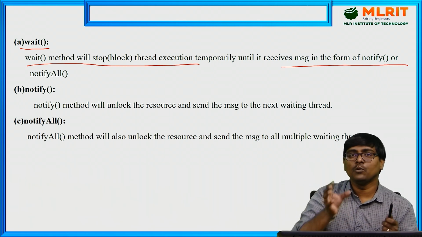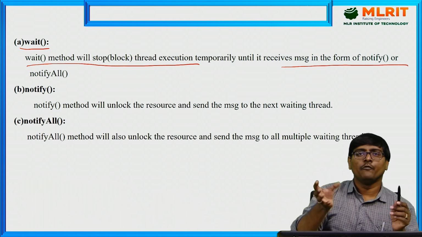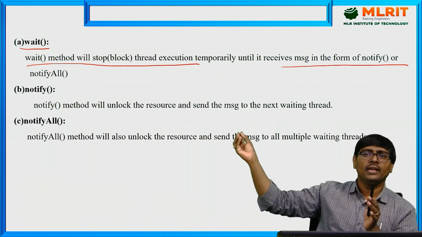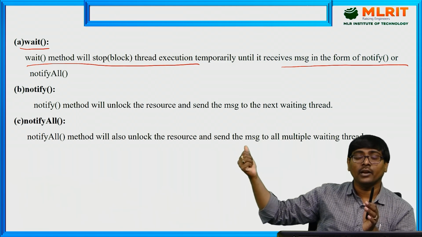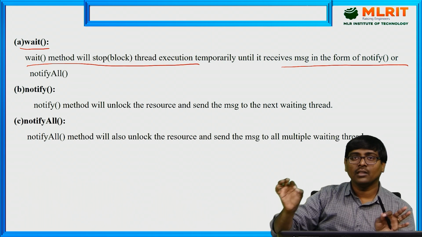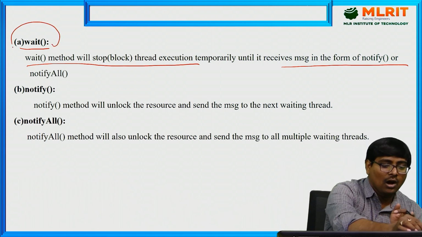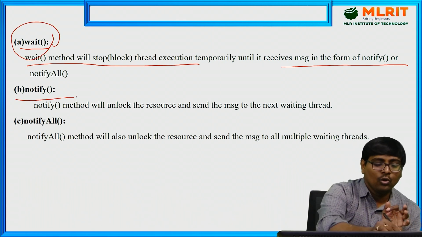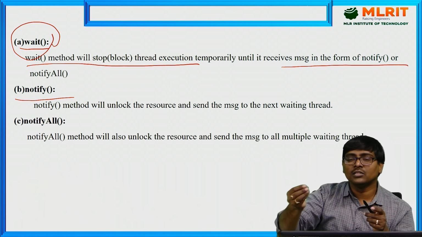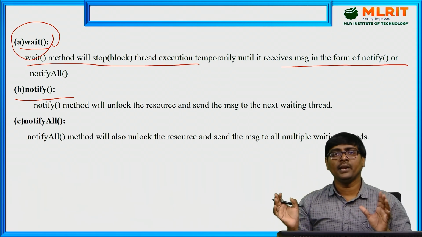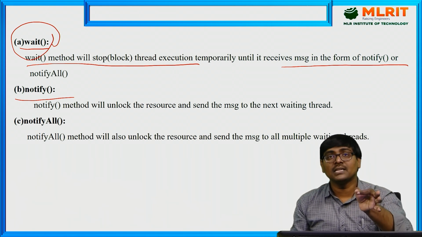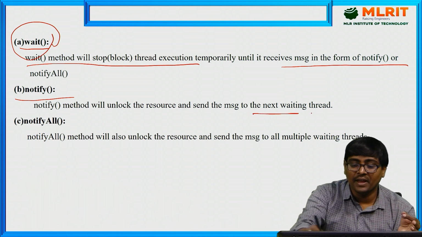Suppose I am executing something. Whenever I call the wait method, I stop the execution until I receive a message from another thread saying, okay, my task is completed, you go on and execute. Until then, I am waiting by calling the wait method. Now, notify simply means unlock the resource. That is, my task is completed and the resource is free, you can use the resource. That message is transferred to the waiting thread.